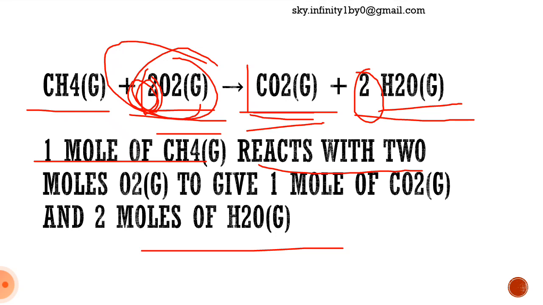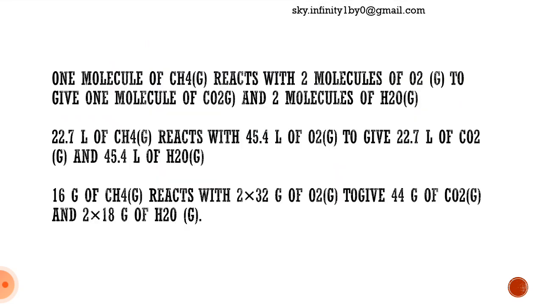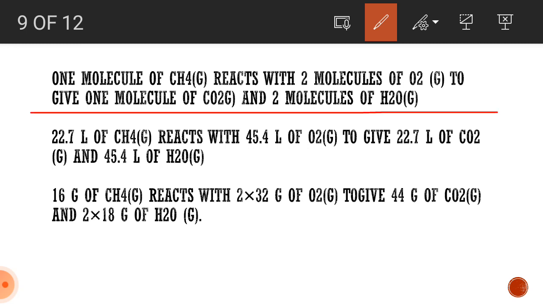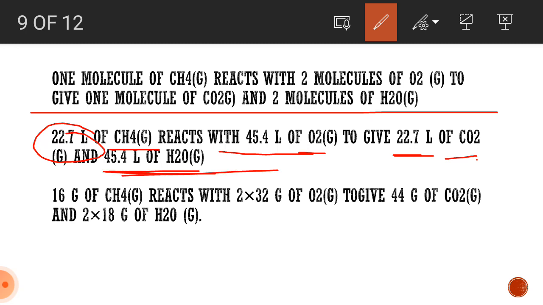Using stoichiometry, we have made this statement. So, one molecule of methane reacts with 2 molecules of oxygen to give 1 molecule of carbon dioxide and 2 molecules of water. We can say so. Yes, we can. So, for example, if 22.7 liters of methane reacts with 45.4 liters of oxygen, then we will get 22.7 liters of carbon dioxide and 45.4 liters of water molecules only.